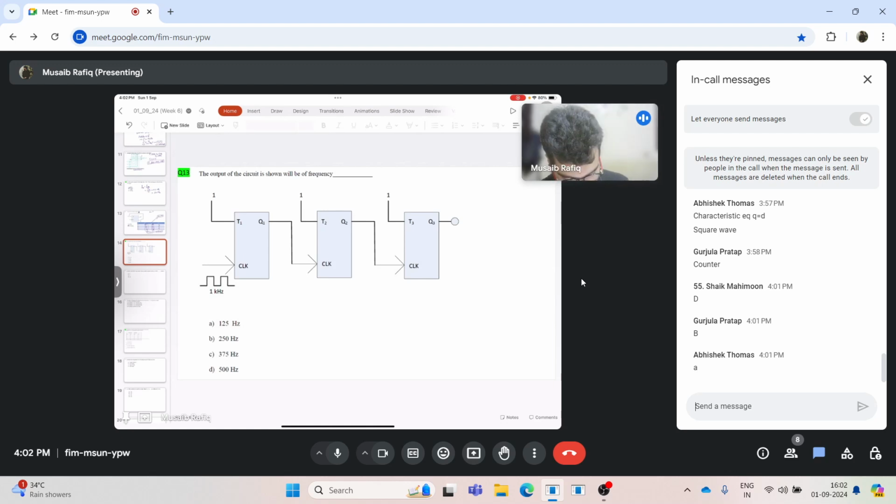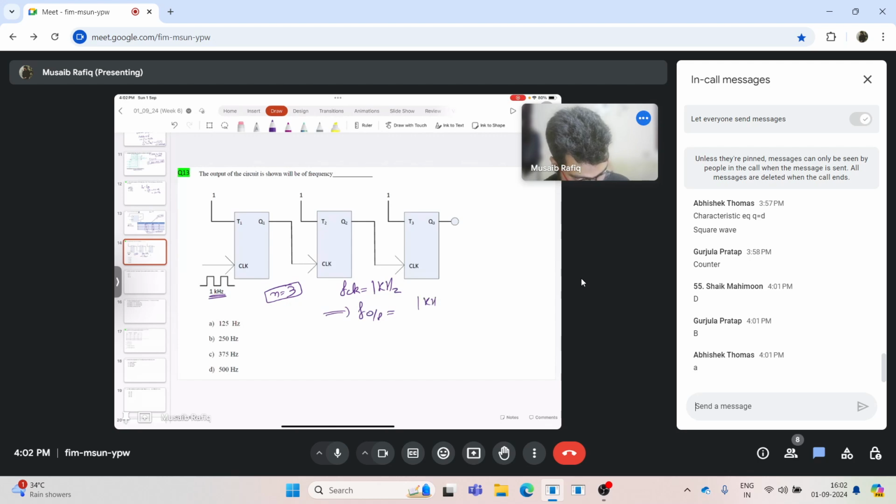So let's just identify. There are three flip-flops, so n equal to 3 and they are toggling. How am I saying they are toggling? Because T equal to 1, right? And my clock is 1 kilohertz. So f clock is 1 kilohertz. That implies f output will be equal to 1 kilohertz by 2 raised to power 3. So it is 1 by 8, so it's 0.125 kilohertz. 0.125 kilohertz is equal to 125 hertz. So option A is the correct answer. Hope this is clear, right?